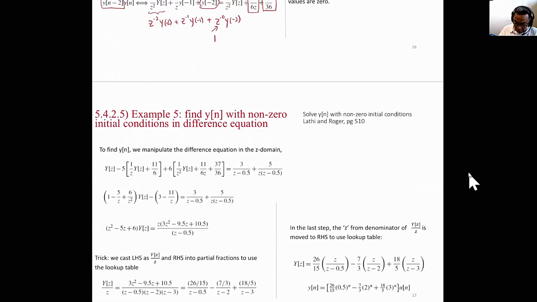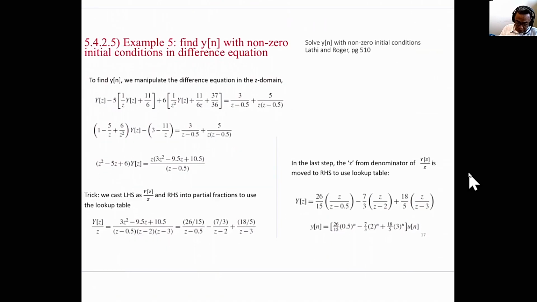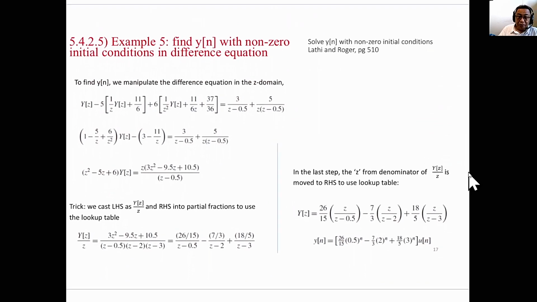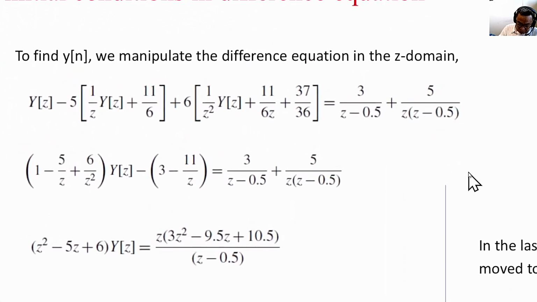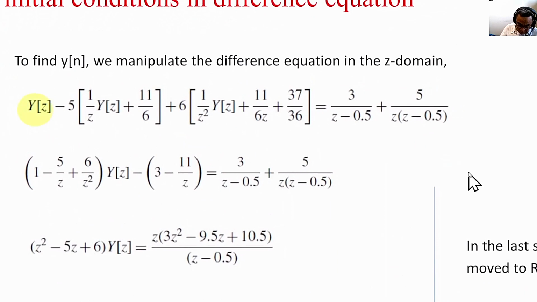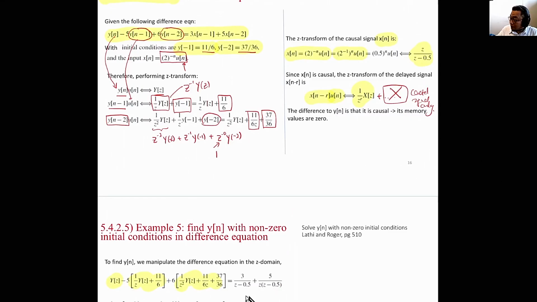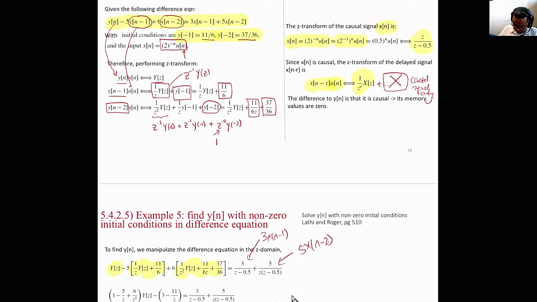We are now ready to plug in all we have found into the z transform representation of the difference equation. So this is the first part from y[n]. This is from y[n-1]. This is from y[n-2]. Here is from 3x[n-1], and here is from 5x[n-2], as you see on top. So let's zoom in.